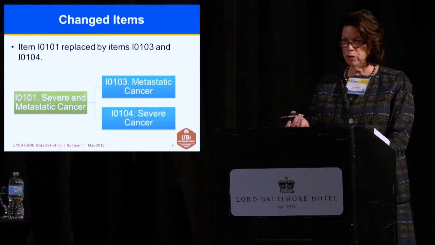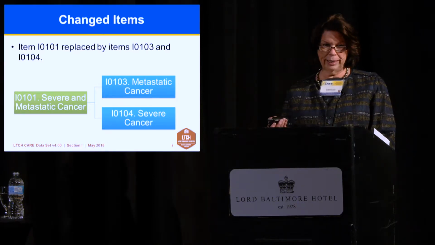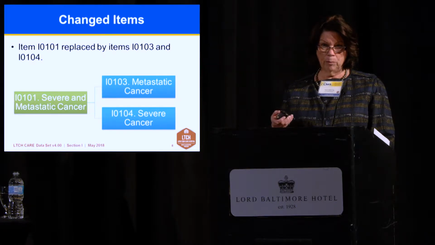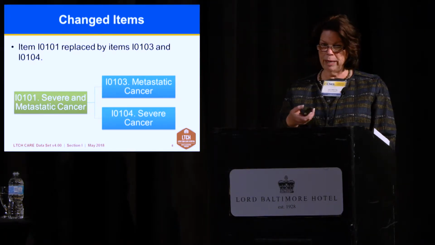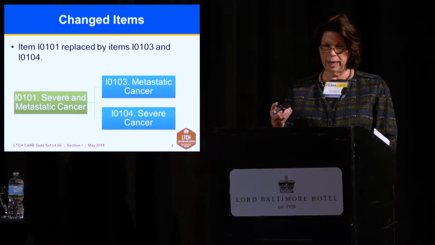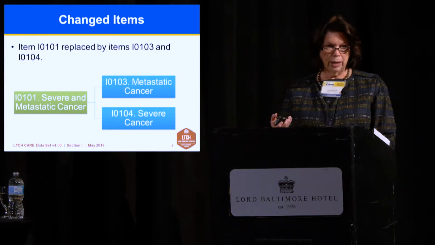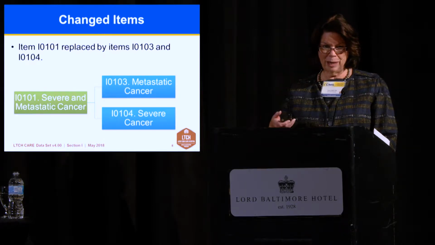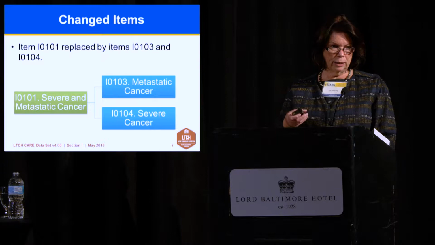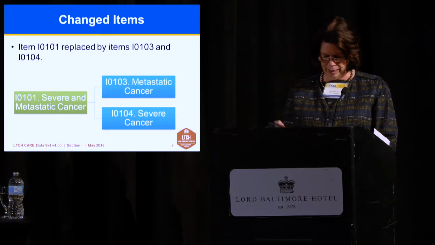So as most of you know, a patient with metastatic cancer will have a primary diagnosis, say, of lung cancer, and that may metastasize to the bone or the brain. So that's an example of a metastatic cancer. A severe cancer, using that same example, might be where the patient has lung cancer that has not metastasized.